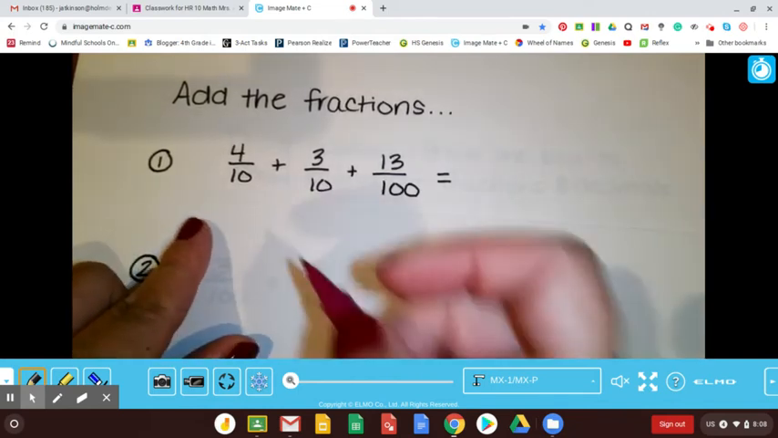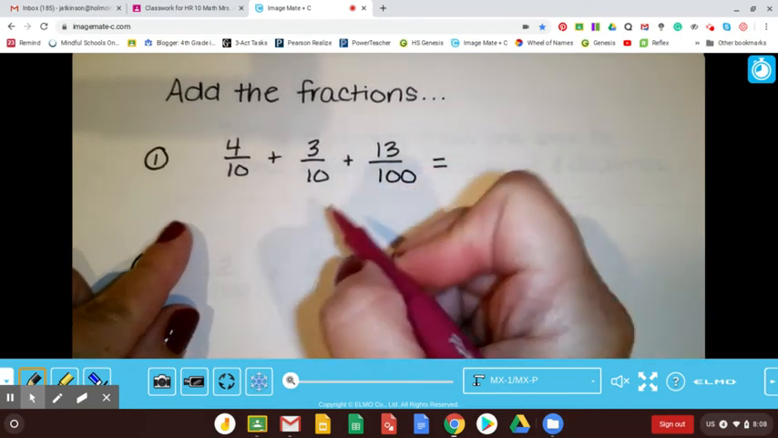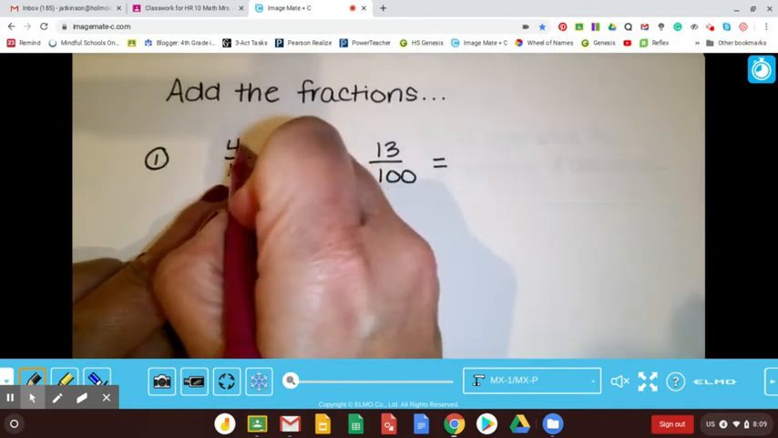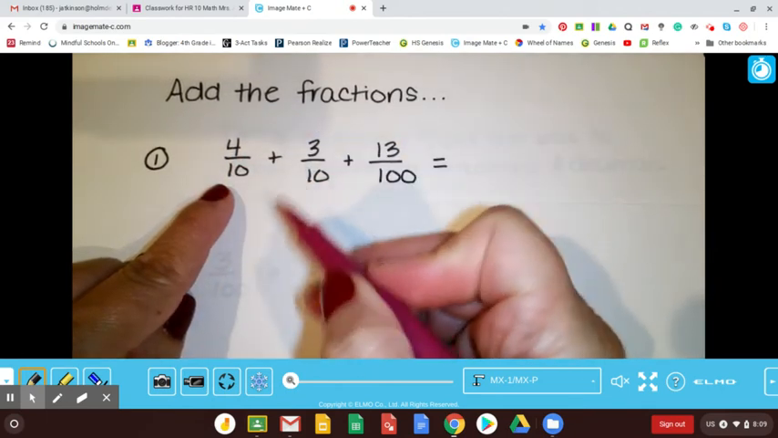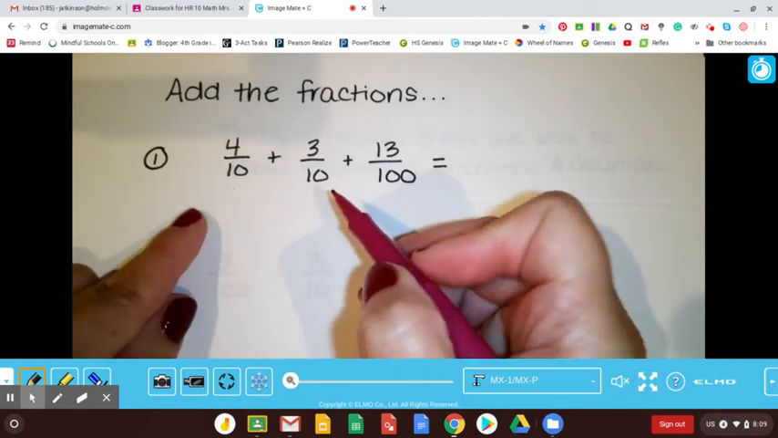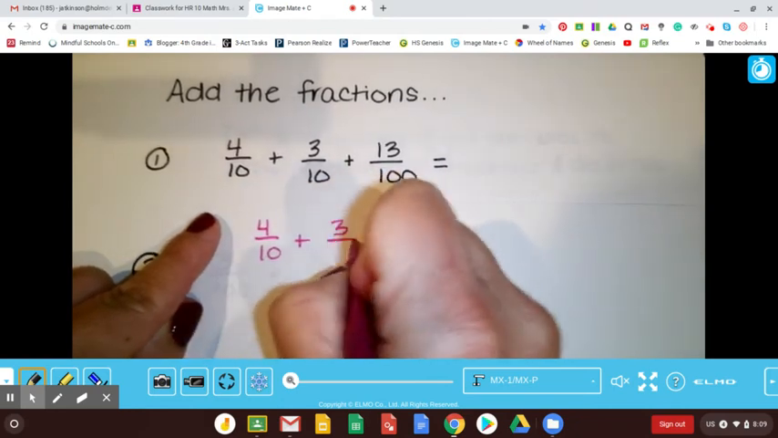Now, when we talk about getting a common denominator, sometimes it's easy to just think, oh, I'll just add a 0 on and then I'll add a 0 onto the top. But what we're really doing is we're multiplying the numerator and denominator by 10. When we do that, I'm just going to recopy the problem.